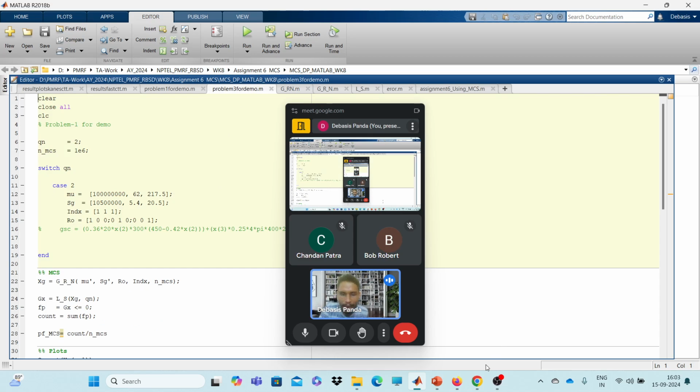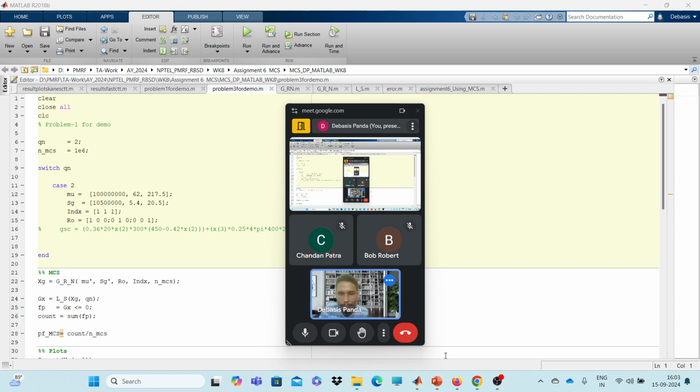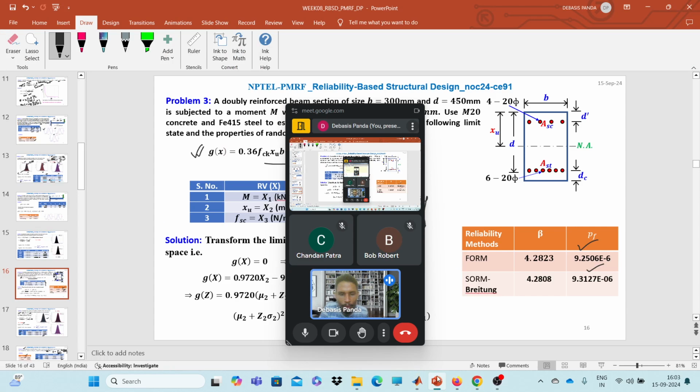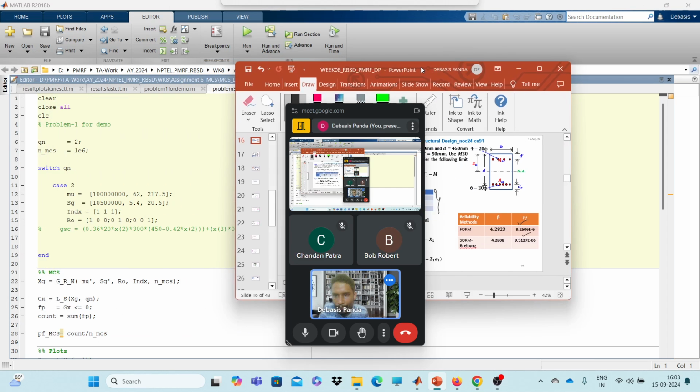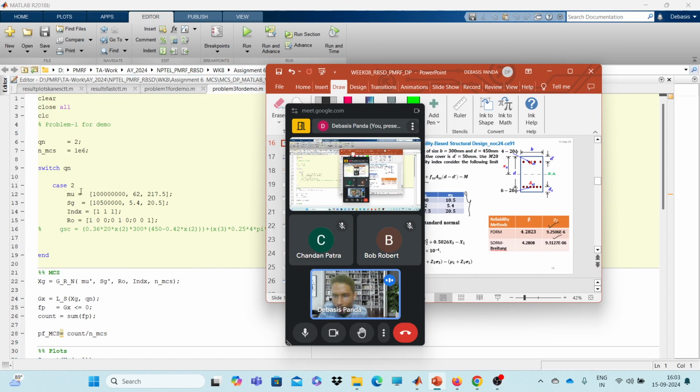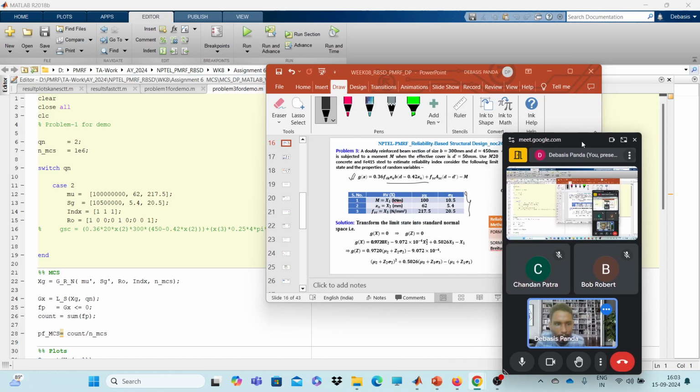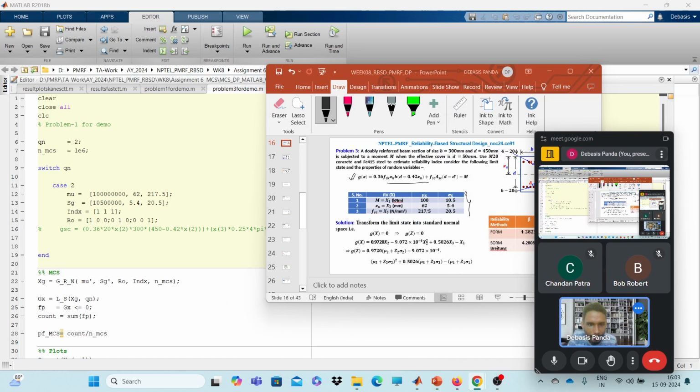So we have three random variables, and we will understand the flow and logic simultaneously. Here we have three random variables, 1, 2, 3. Look here, I am getting mu. The mu of the first random variable, the mean, is 100. Here 100 is in kilonewton meter.